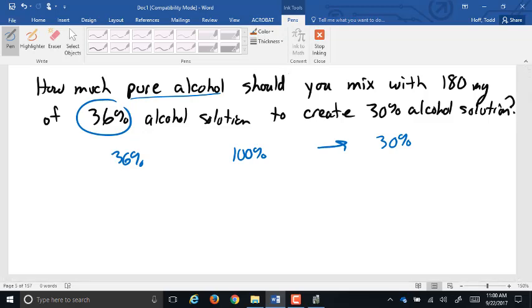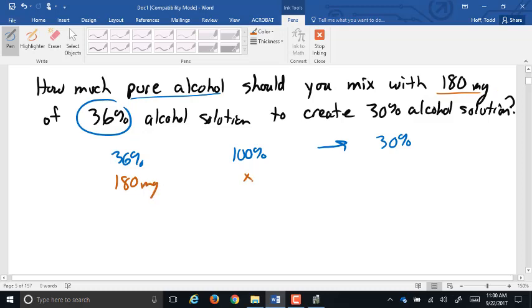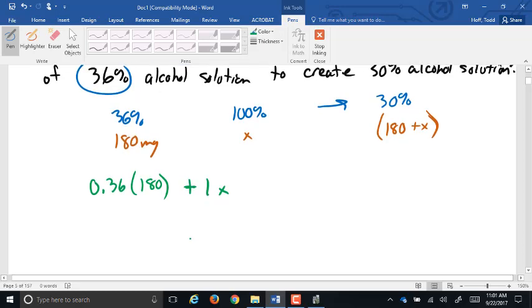The amounts we have, well, what do we have? 180 milligrams goes with the 36%. So we'll let the amount of the 100% be X. The amount of the 30% will be 180 plus X or X plus 180, either way. So the equation: .36 times 180, plus 100% is just going to be 1 times X. That's a plus 1, yes. Equals 0.30 or 0.3. Perfect. And then the 180 plus X is the amount in the parentheses.